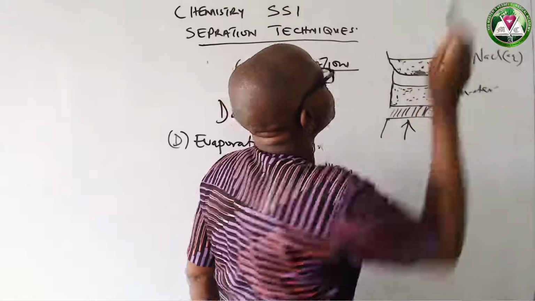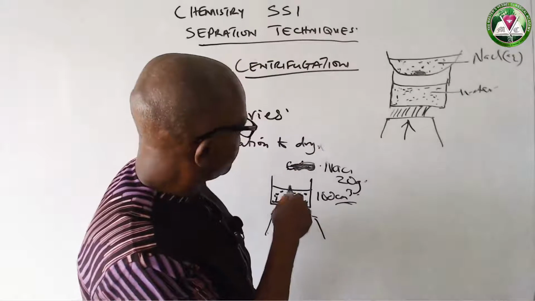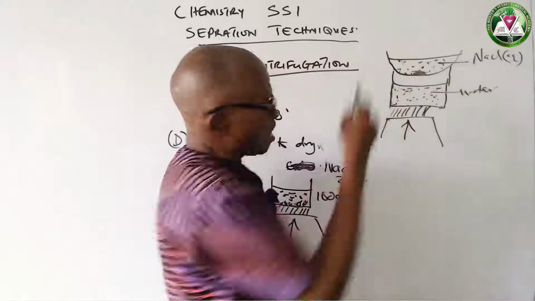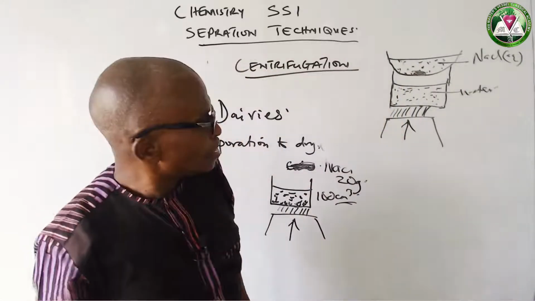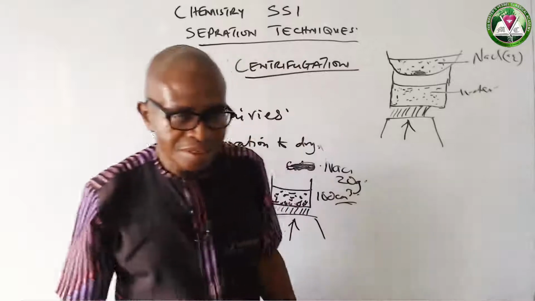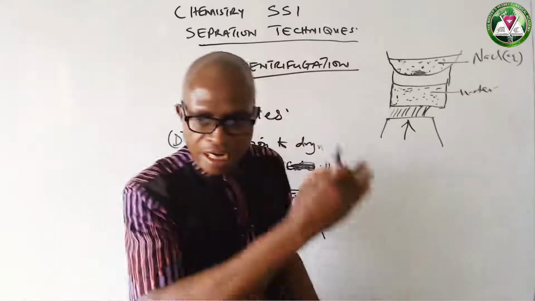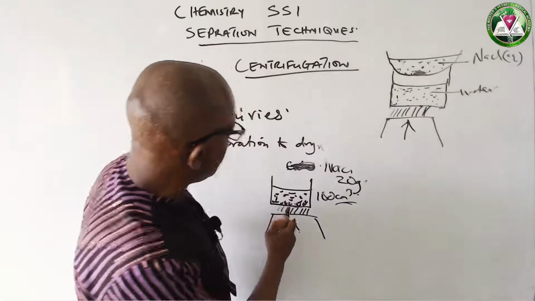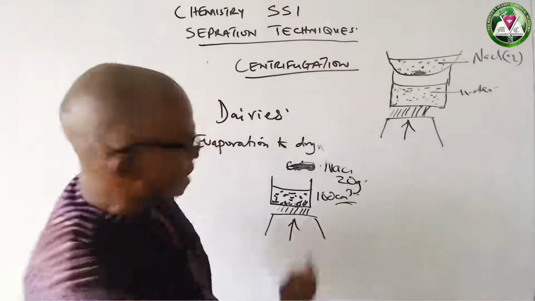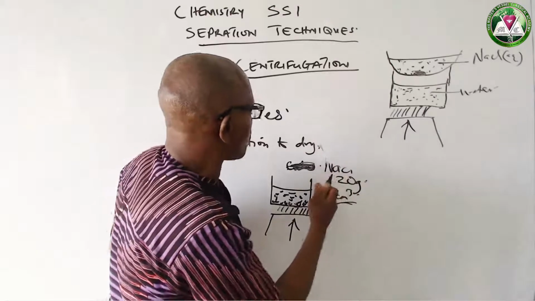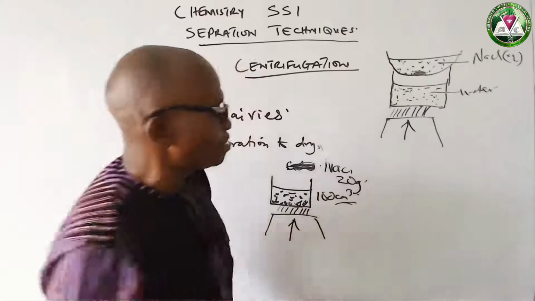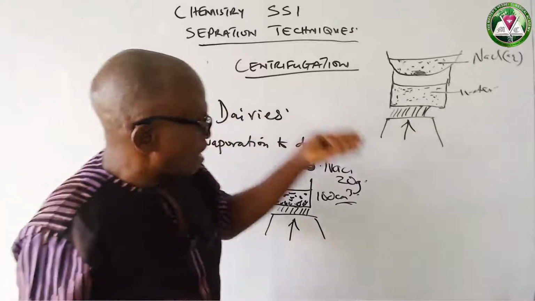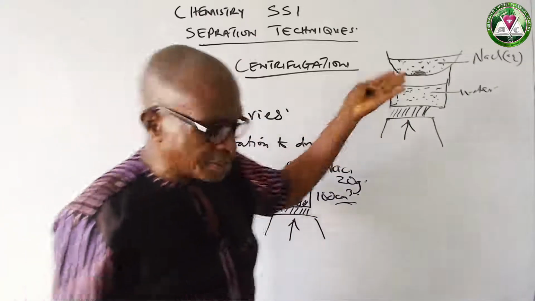Therefore, you discover that you have done the same thing. But the advantage of this indirect heating is that the solution will not be splashing. It will be giving you gradual evaporation. But here, when you are heating directly, the solution may be splashing. And as it's splashing, some of the sodium chloride, the solute, will go out. So you have two types of evaporation to dryness: direct heating and indirect heating.